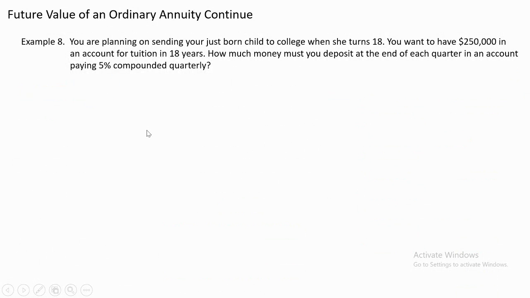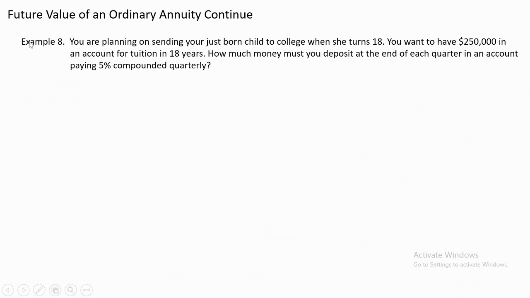So now, let's do another example here. Okay, now, example number 8. You are planning on sending your just born child to college when she turns 18. You want to have 250,000 in an account for tuition in 18 years. How much money must you deposit at the end of each quarter in an account paying 5% compounded quarterly?